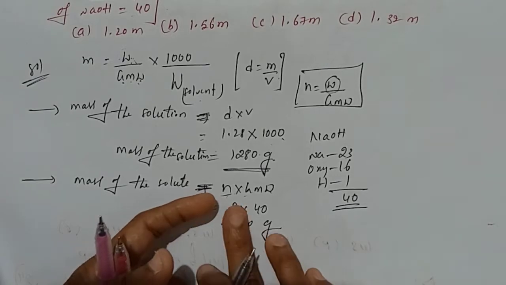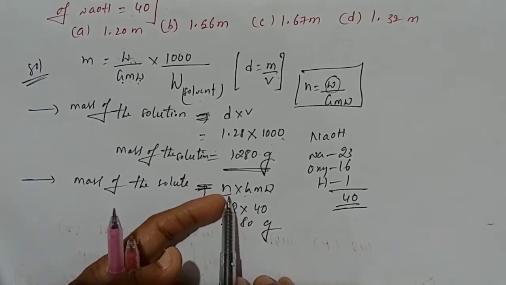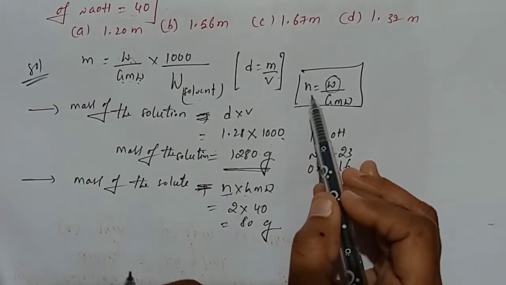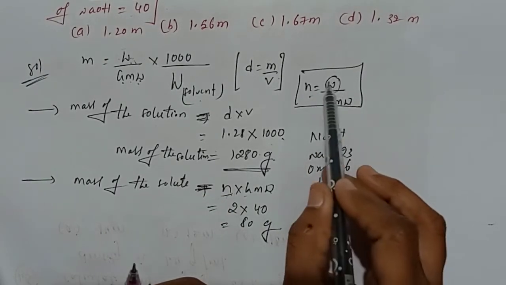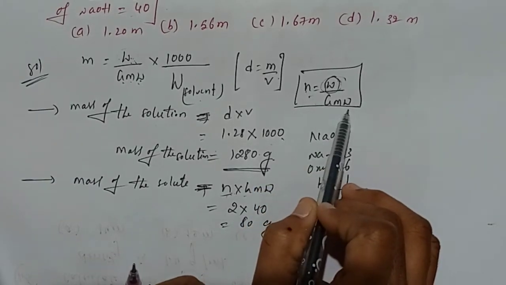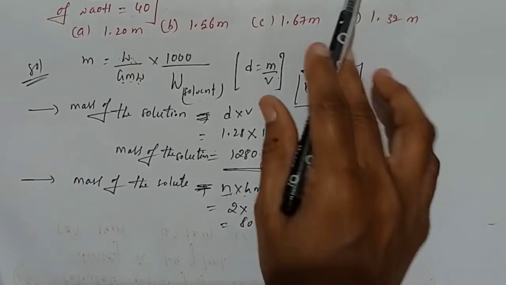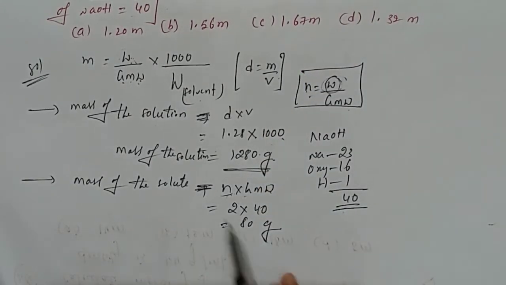Clear this one? So mass of the solute is equal to, what is the formula, students? Number of moles N is equal to weight by gram molecular weight. Mass of the solute is equal to number of moles into gram molecular weight of the solute. Number of moles is 2 moles given. Here 2 into gram molecular weight of the solute 40. Here mass of the solute is completed.